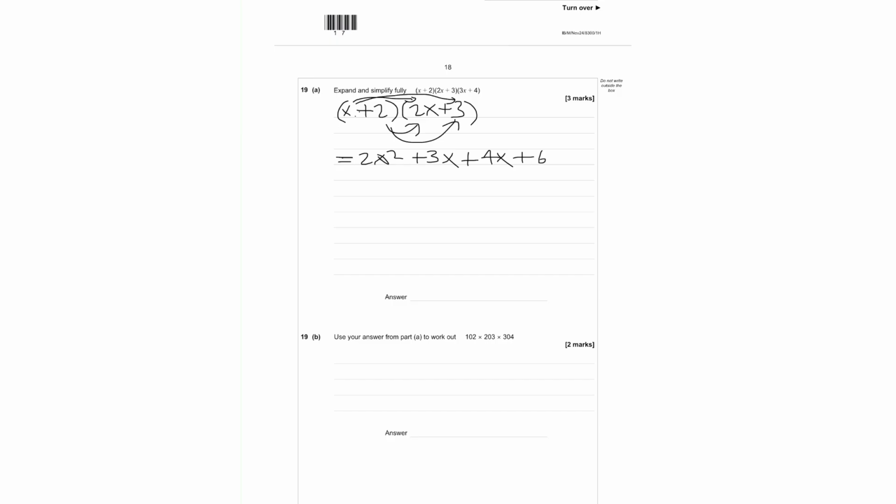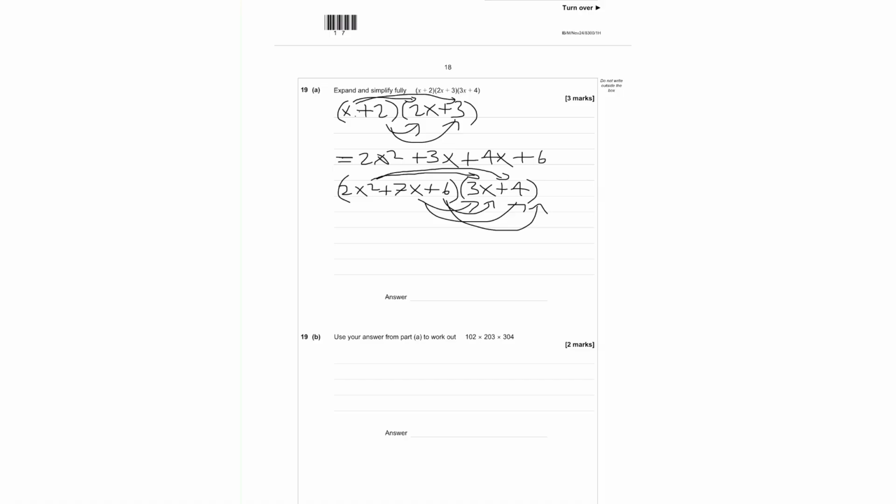And now we want to multiply this with the next bracket. In fact, let's simplify first. So we have these middle terms, 3x plus 4x, we can simplify that as 7x. And now let's multiply that by 3x plus 4. And again, I always like to draw these arrows just to make sure I'm remembering to do each set of terms.